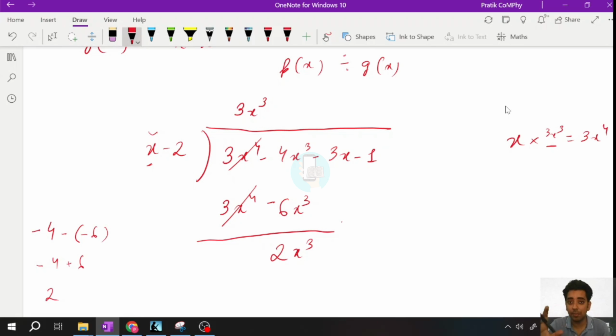Always remember, the polynomial you are given has to be arranged in descending order of exponents. There is a small trick in all this. It's not difficult. It's simple division only. So with x, what will I multiply to get 2x cube? 2x square, I guess, right? This 2x square needs to be multiplied. So plus 2x square is multiplied.